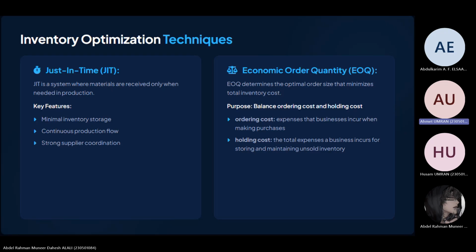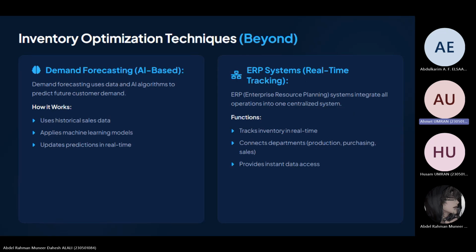If a company orders too frequently, ordering costs increase. If it orders large quantities, holding cost increases. EOQ helps find the optimal balance between these two, so total cost is minimized. Now let's look at more advanced techniques beyond JIT and EOQ.